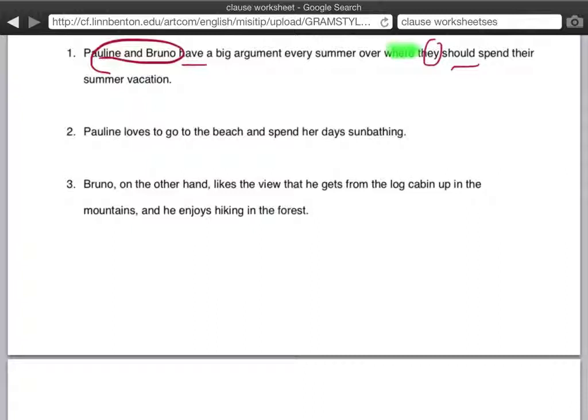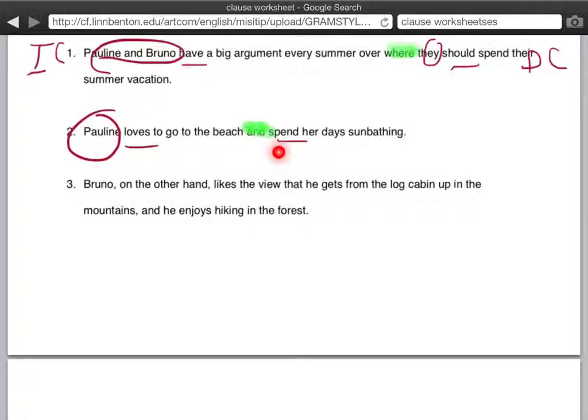Pauline loves to go to the beach and spend her days sunbathing. So we have Pauline loves, and what else does she do? Spend. We have what we might think is a fanboy here. However, we have no subject after. If we had the word and she spends her days sunbathing, then we'd have two independent clauses, but we don't have she. That's not there. So it's all one independent clause. Let's look at the next one.